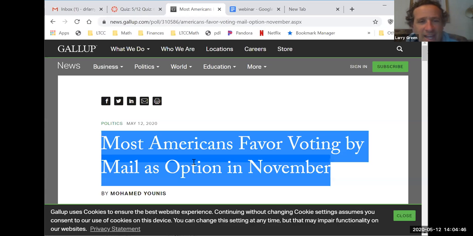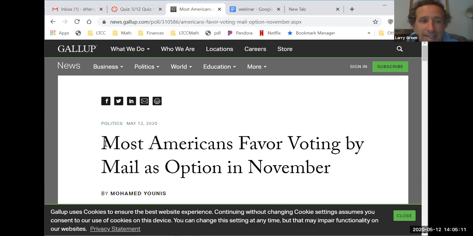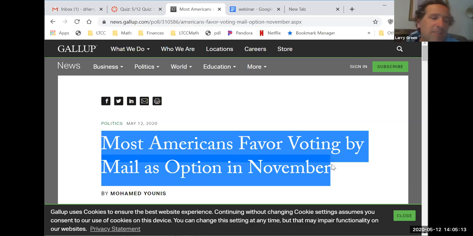All right, so instead, what we're going to look at is: is it very likely that most Americans favor voting by mail as an option? That's really the question we're going to look at, because if it's likely and they say it, and if they're almost always right, then that's good enough for news. Okay, this is not proof. It's not a mathematical proof of anything.